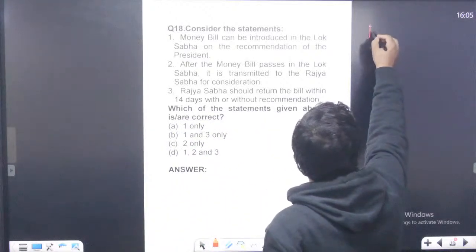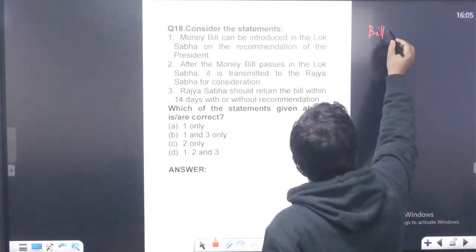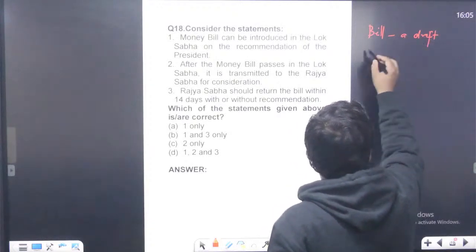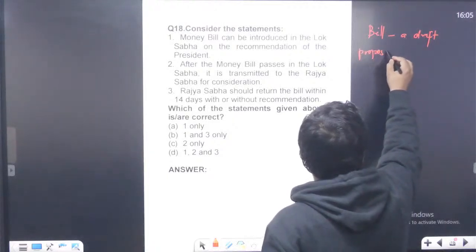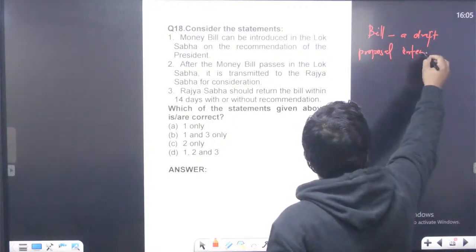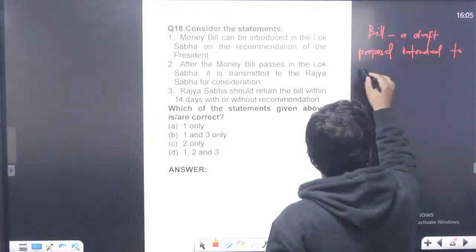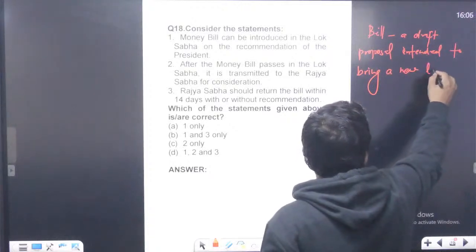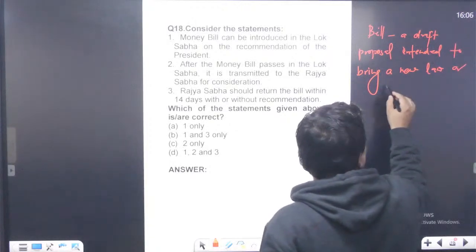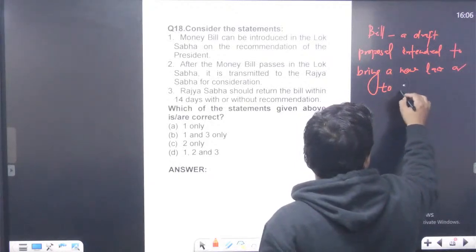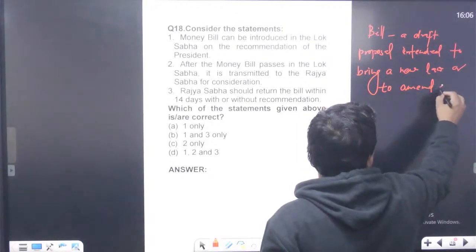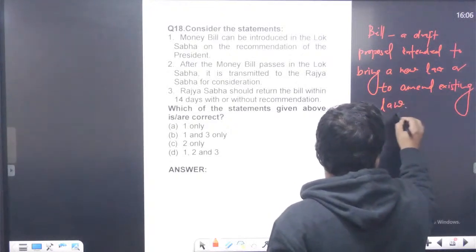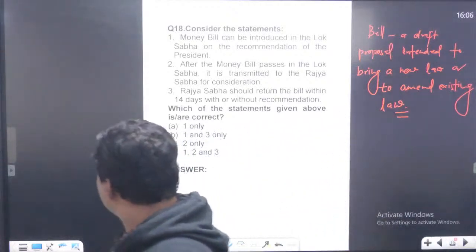Now if you look at a bill, what is a bill? A bill is a draft proposal intended to bring a new law or to amend an existing law. That is a bill.